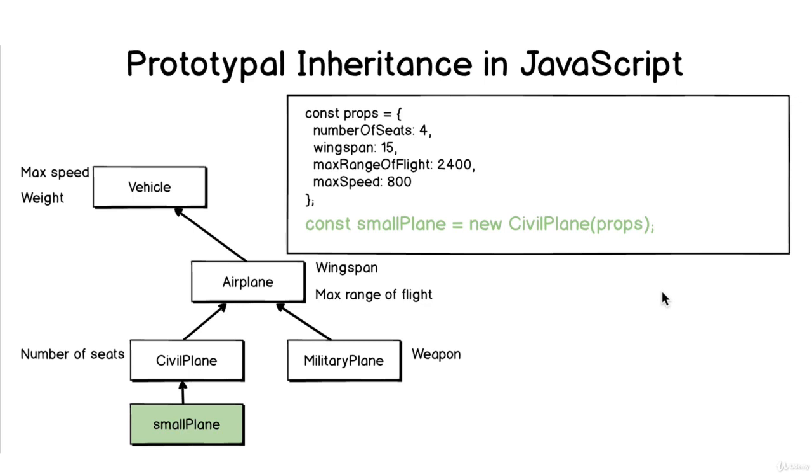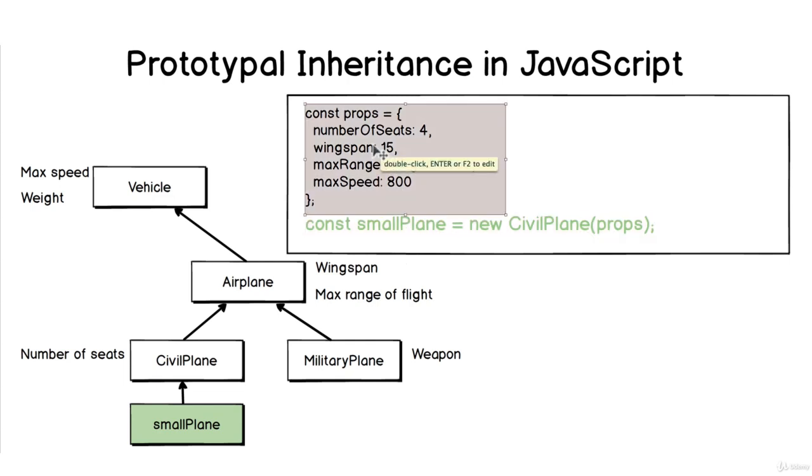Okay, let's now get back to the example from the real world with vehicles, airplanes, and so on. Let's examine how this hierarchical structure will look like in JavaScript, and let's examine the prototype chain. Let's suppose that we will create a new instance of the civil plane, and this instance will be called small plane. And we will instantiate this instance with the following object.